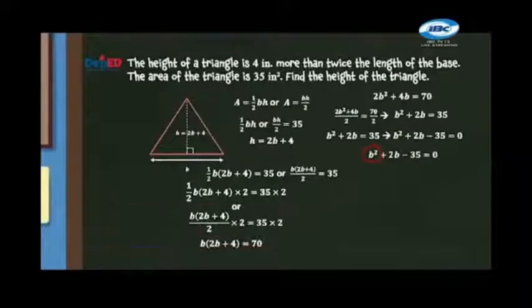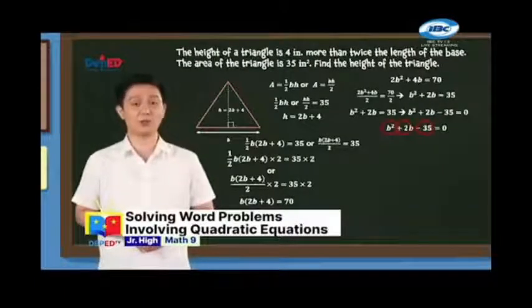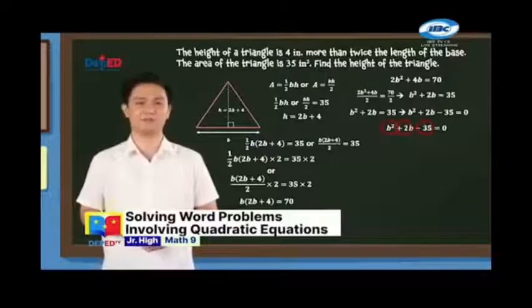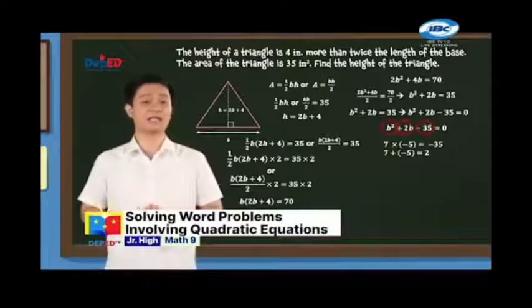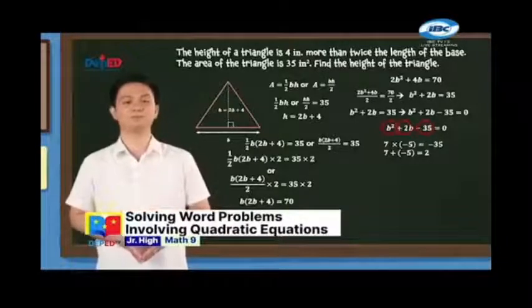So we must think of two numbers whose product is negative 35, the constant term in the trinomial, and whose sum is 2, the coefficient of the variable b in the linear term. And they are positive 7, or simply 7, and negative 5. 7 times negative 5 is negative 35. 7 plus negative 5 is 2.